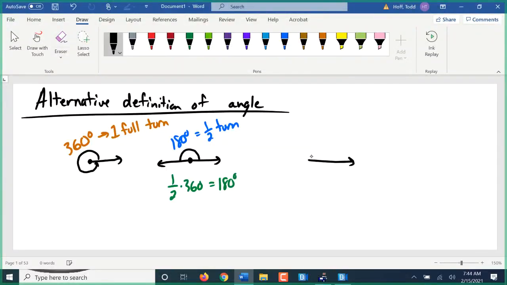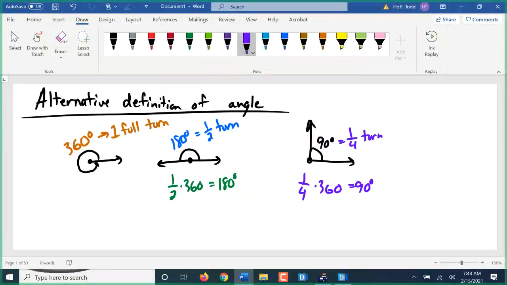I start out facing in a direction and I turn so I'm facing directly to my left. How far have I turned? 90 degrees. And that is a quarter of a turn. The math there works out because 1/4 times 360 is 90.